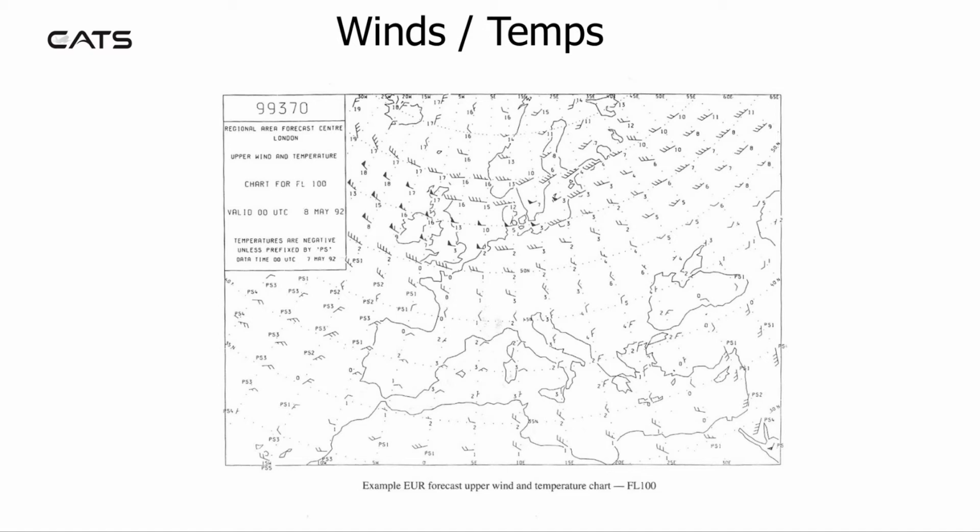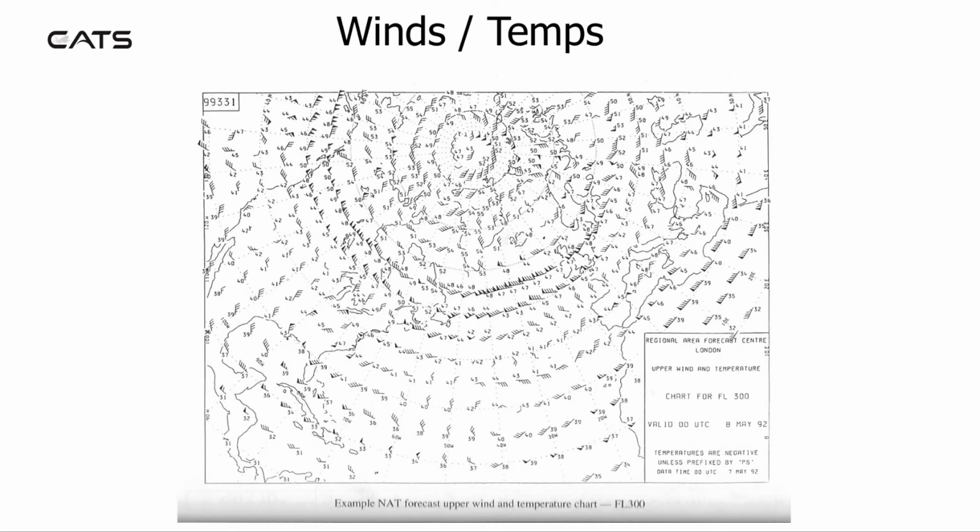You can see on the example European forecast upper wind chart at flight level 100, there are some strong winds going over the United Kingdom from a westerly direction, reaching 50-65 knots at 10,000 feet. At flight level 300, a jet can be seen crossing the Atlantic towards the United Kingdom.